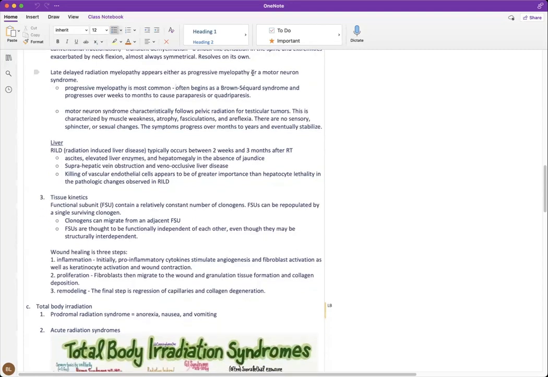On the other hand, motor neuron syndrome has been observed in pelvic radiation for testicular tumors, and it's muscle weakness, atrophy, fasciculations, and areflexia. There tend not to be sensory, sphincter, or sexual changes. They progress over months to years and eventually stabilize. This did not come up, but it was involved in practice questions.